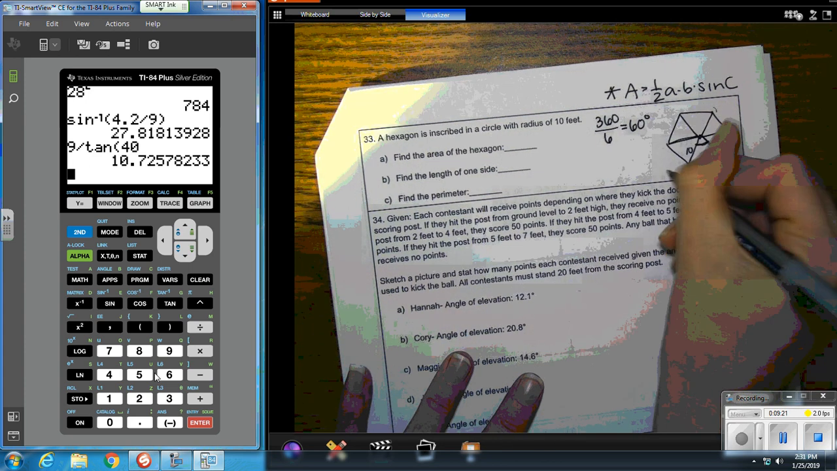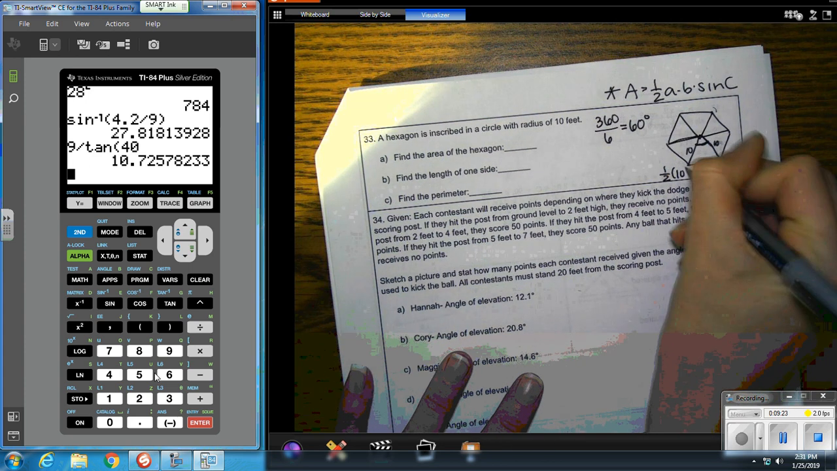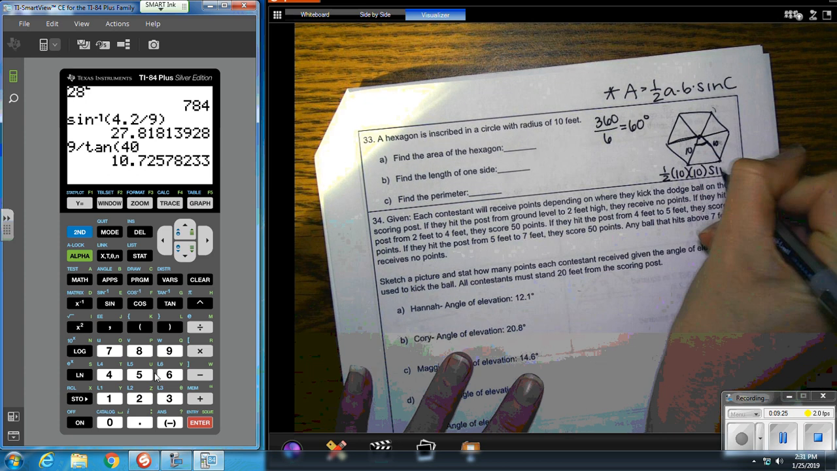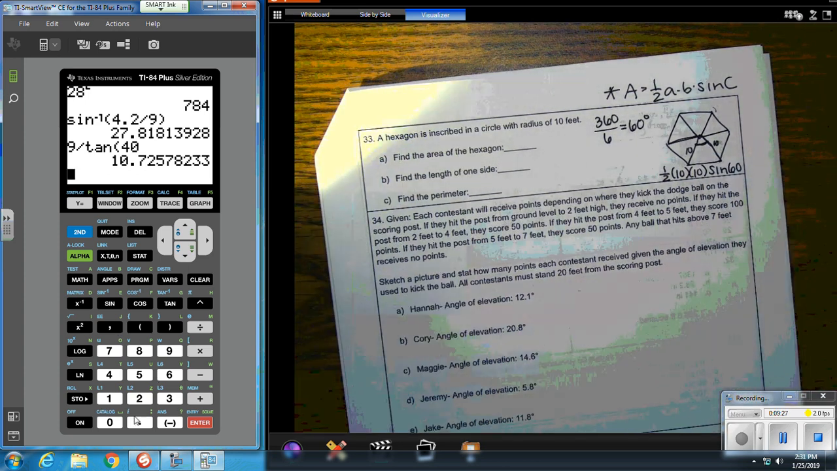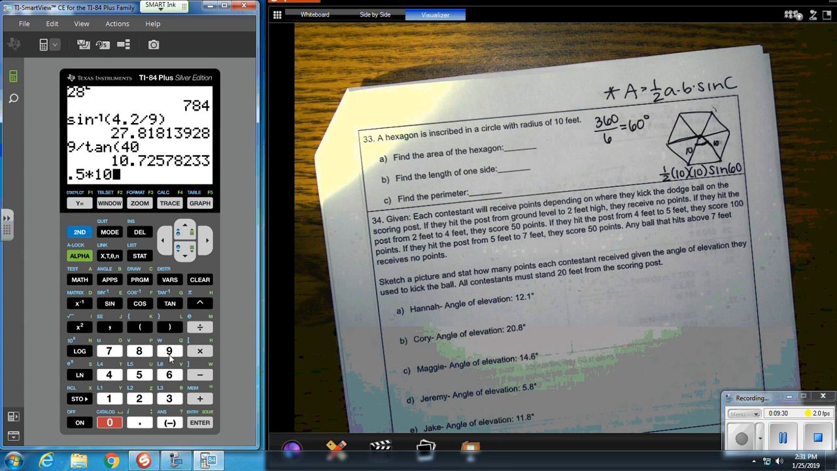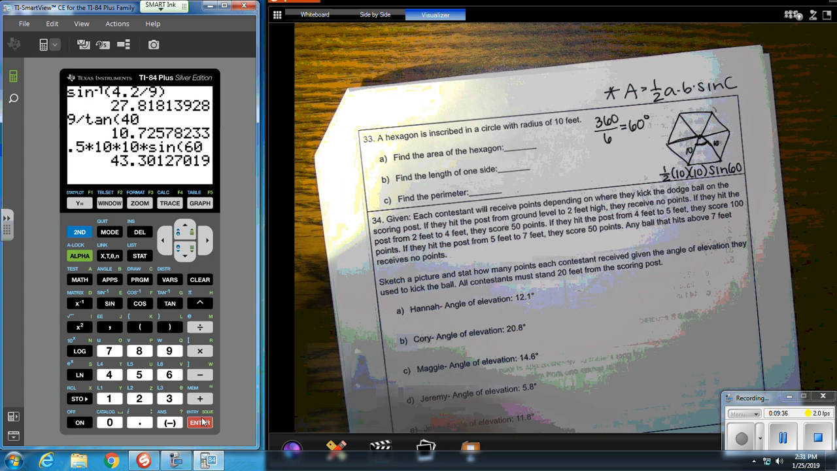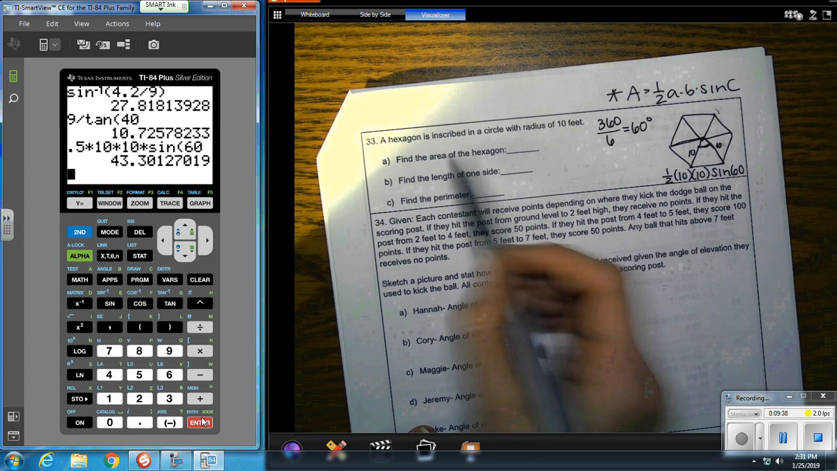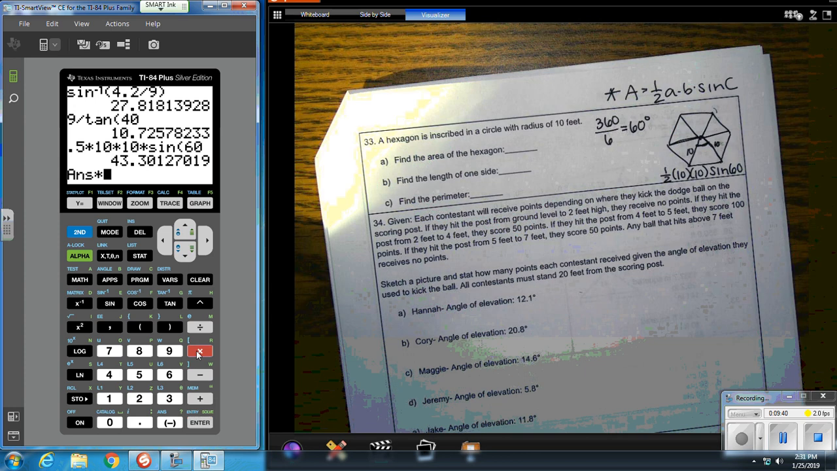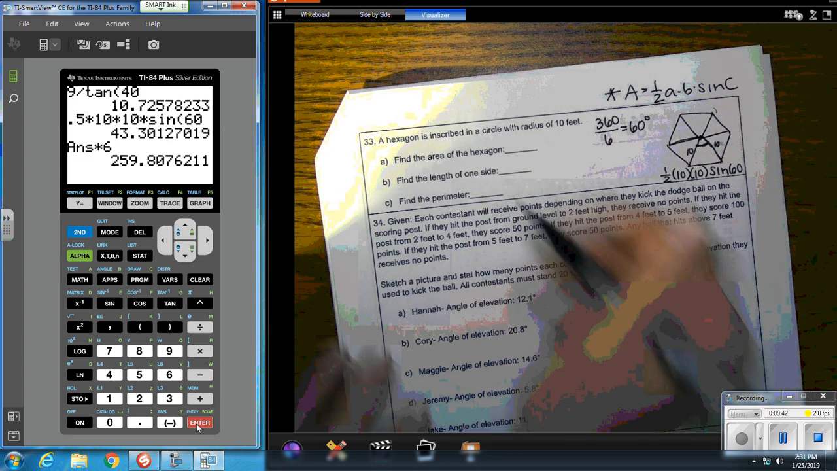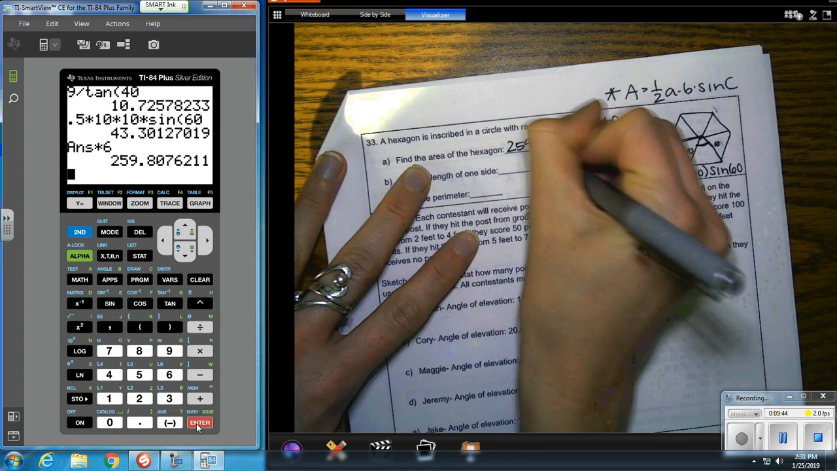Then when I plug it in, it's 1/2 of 10 times sine of 60, which is 43.3, and to get the area of the whole hexagon, then I will multiply the 43.3 by 6 and get 259.8.